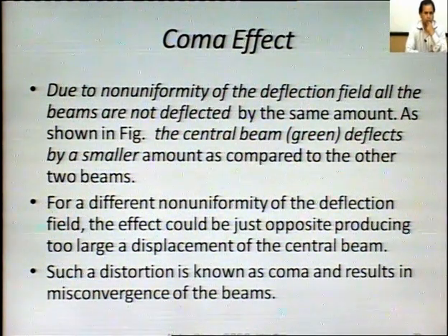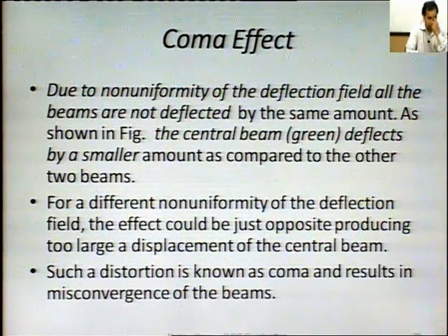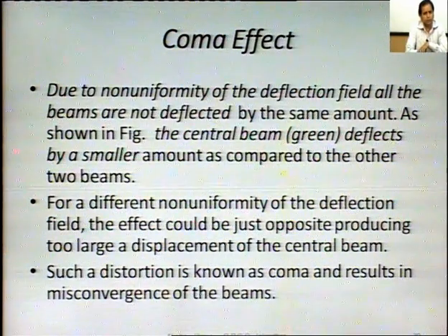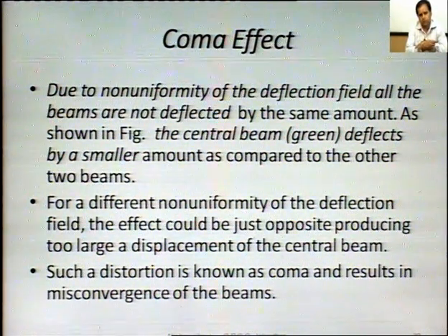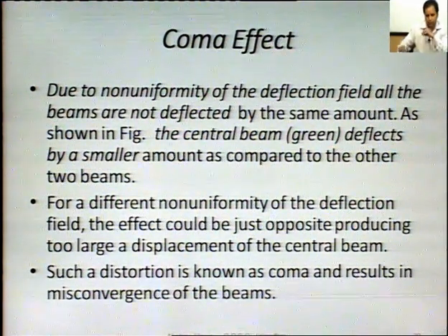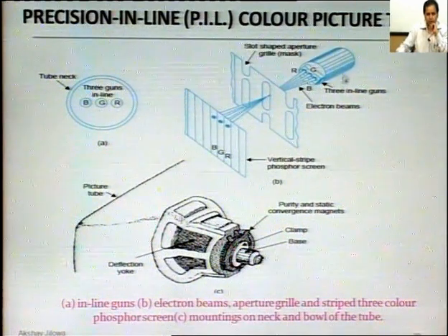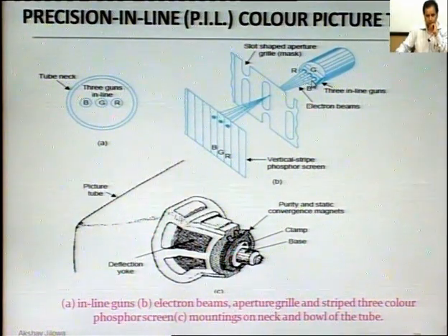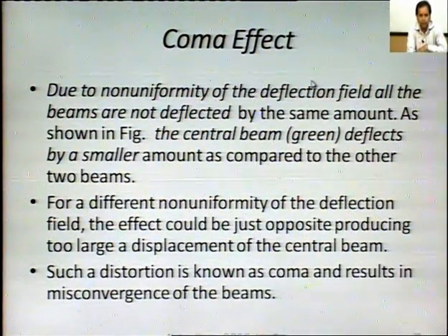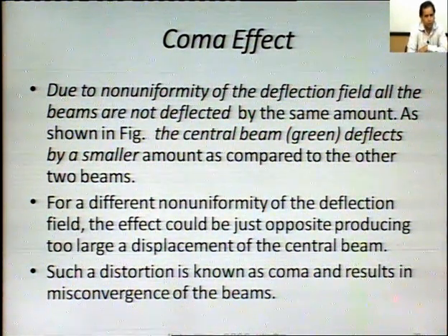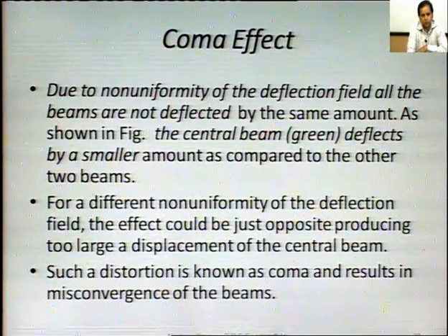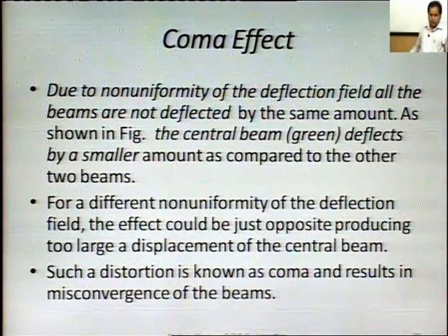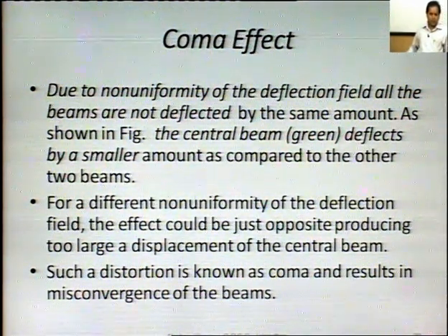Comma effect: due to non-uniformity of the deflection field, all the beams are not deflected by the same amount, as shown in the figure. The central beam deflects by a small amount compared to the other two beams. We can well imagine this, because it is the central beam which will be deflected less compared to the other two beams, whether red or blue. For a different non-uniformity of the deflection field, the effect could be just opposite, producing too large a displacement of the central beam. Such a distortion is known as comma and results in misconvergence of the beam.